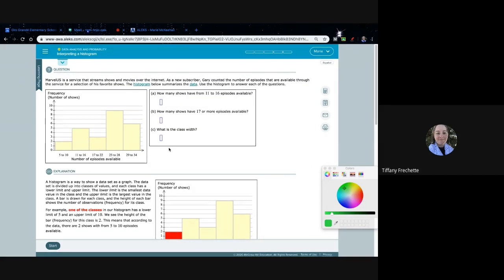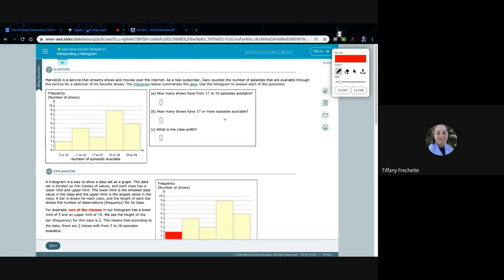So Marvel US is a service that streams shows and movies over the internet. As a new subscriber, Gary counted the number of episodes that are available through the service for a selection of his favorite TV shows. And the histogram below summarizes the data. Use the histogram to answer each question. So we have 3 questions over here. Sorry, alarm's going off. How many shows have from 11 to 16 episodes?